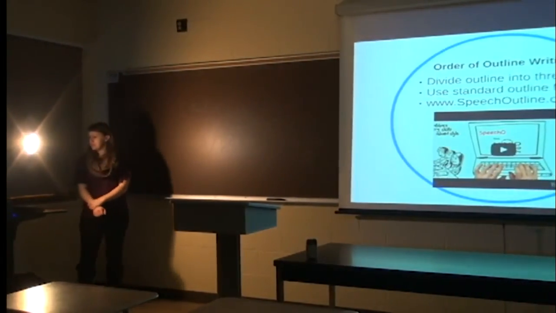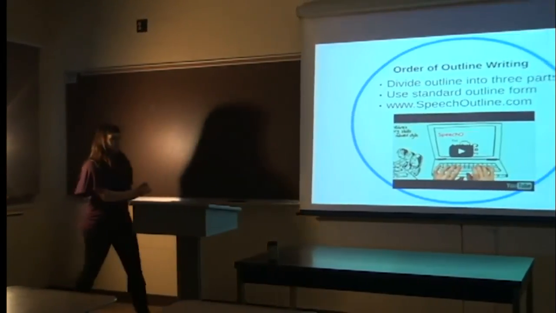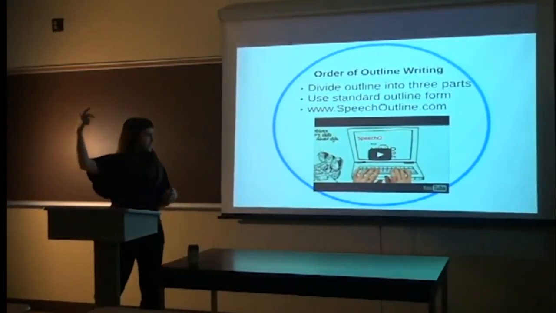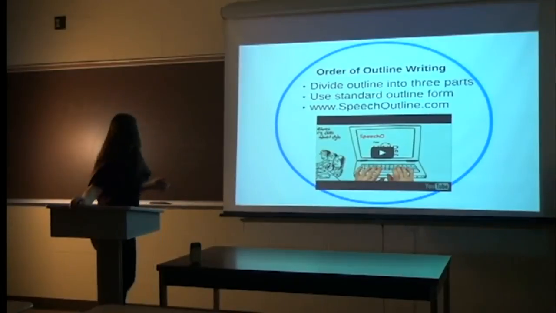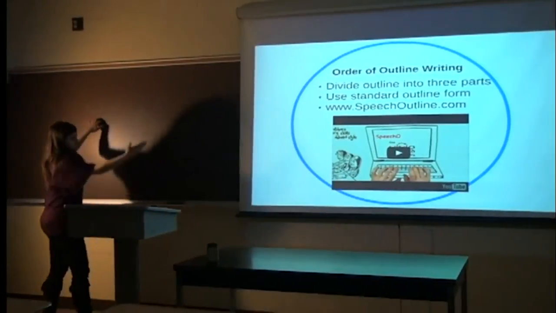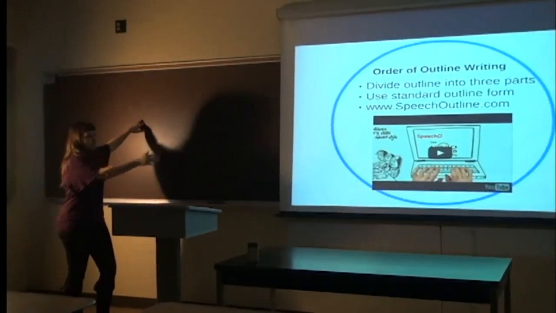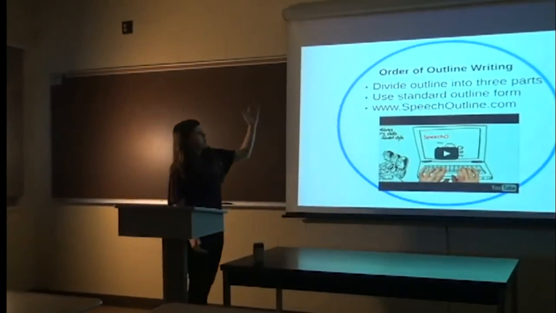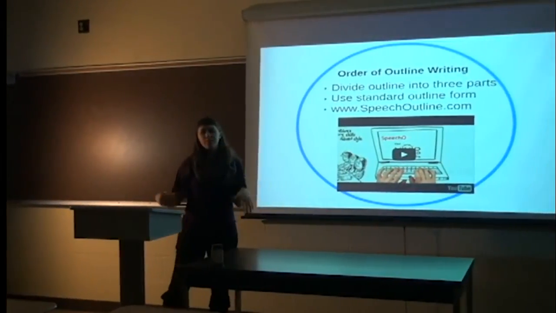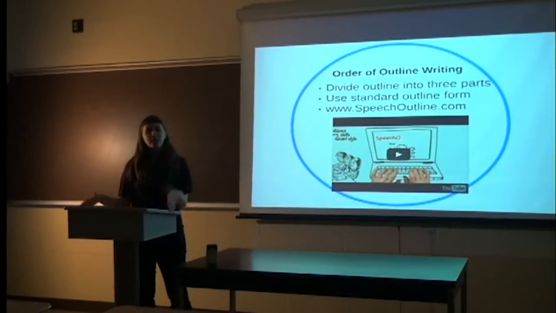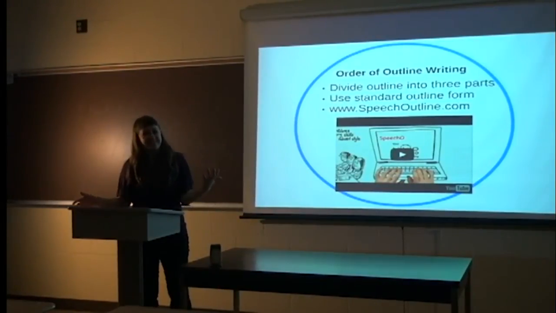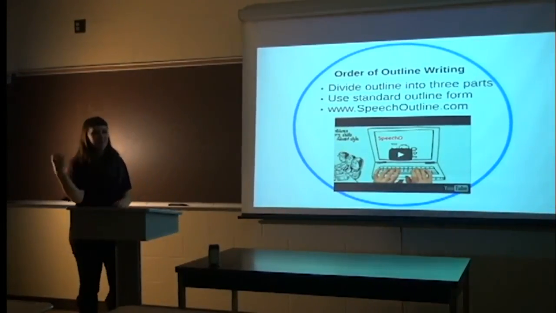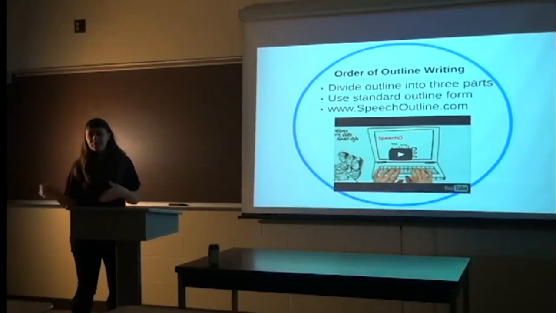Order of outline writing. You divide it into 3 parts, and by this time you should know you need an intro, body, and conclusion. You can use standard outline form, and there's a fun little video there for you to learn how to do it. There's also a really awesome website, www.speechoutline.com. You can basically just type in what you want to do, and guess what? It'll make it for you. And then it's there, and then you can print it up. It's nice. Or not. You don't need to.